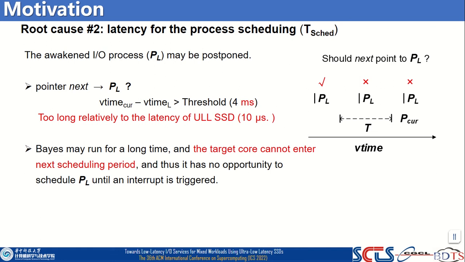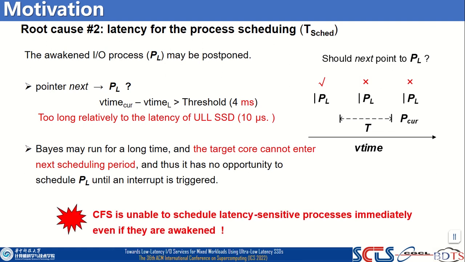The threshold is too long relative to the latency of ULL SSD. Second, the target core may wait a long time to begin the next scheduling period. Without a preemption mechanism, BES may run for a long time, and the CPU has no opportunity to schedule PL until an interrupt is triggered. We conclude that the reason for the latency increase of process scheduling is CFS is unable to schedule latency-sensitive processes immediately, even if they are awakened.